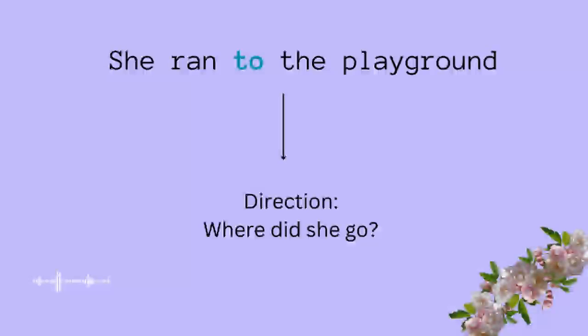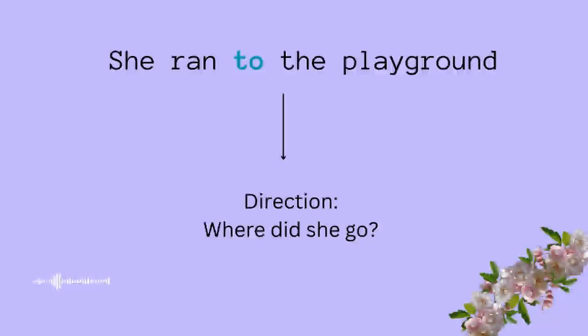There are basically different ways of using to in sentences, and one of them is related to direction. You can use to speak about directions. As you can see in this example, she ran to the playground. So we are speaking about direction here. Where did she run to? She ran to the playground. So when it comes to directions, we need to use to the playground.